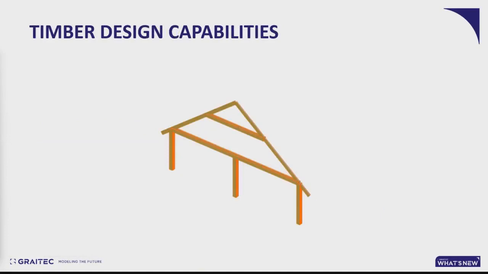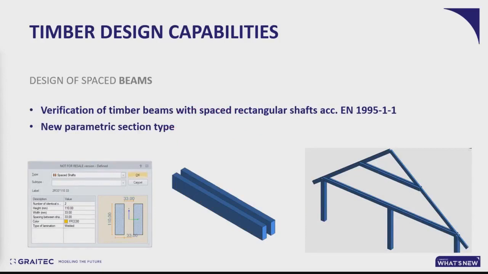Now we switch to new timber design capabilities. First, with this release, we can verify, according to Eurocode, timber beams with double rectangular sections. Such beams are commonly used as collar ties or rafter ties. Such sections can be easily modeled by using the new parametric section type. The design is run for such beams in the same manner as for usual rectangular sections, but of course, with adjusted parameters.